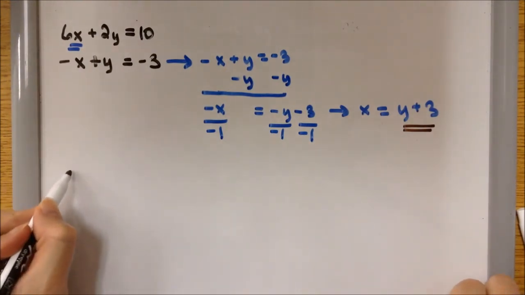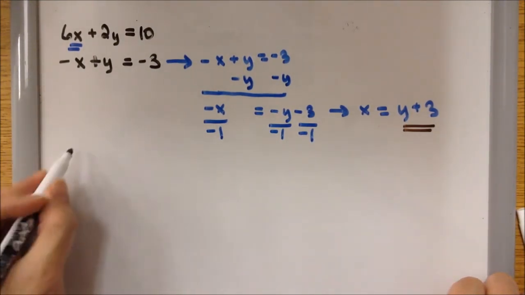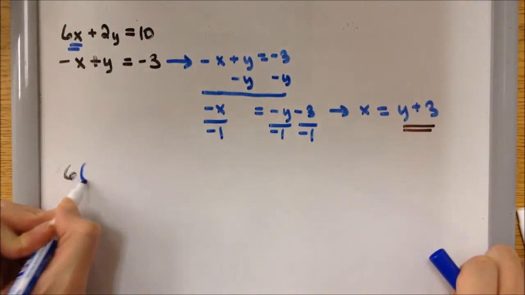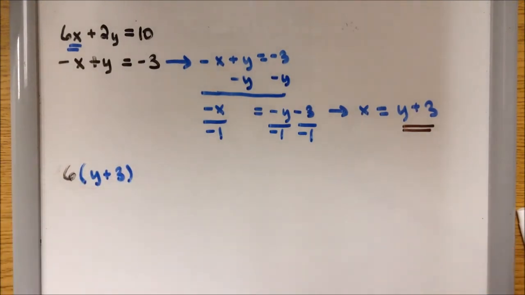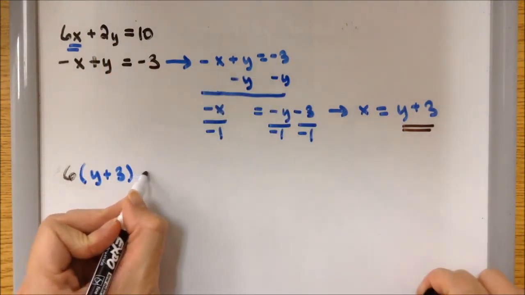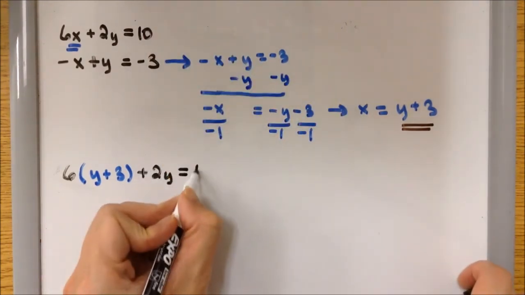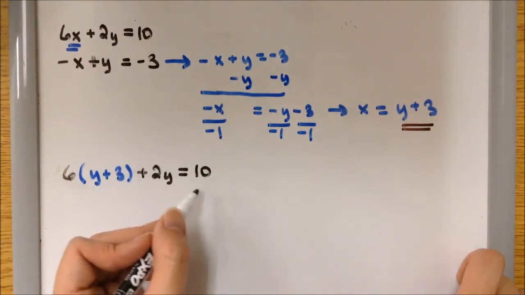So it's going to look like this. So 6 in the front, but instead of x, we're going to put y plus 3. And then everything else will stay the same. So plus 2y equal 10. So we have 6 times y plus 3 plus 2y equals 10.